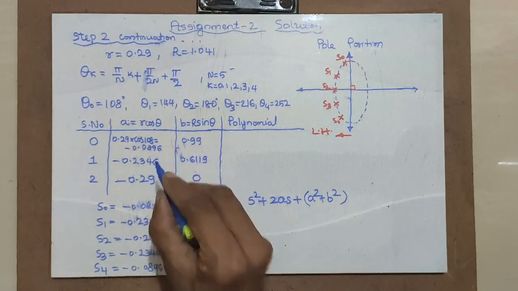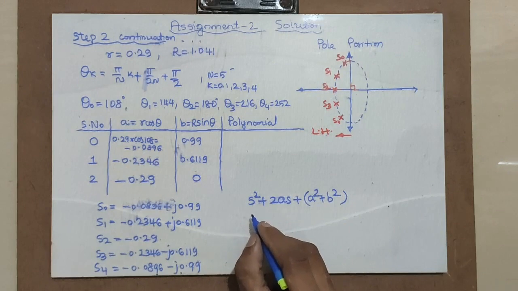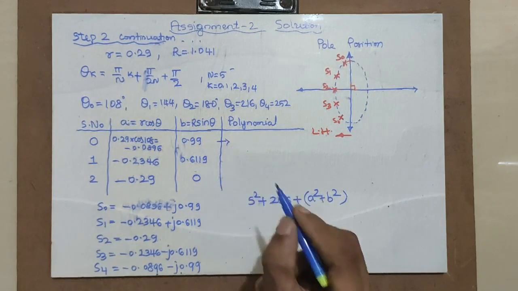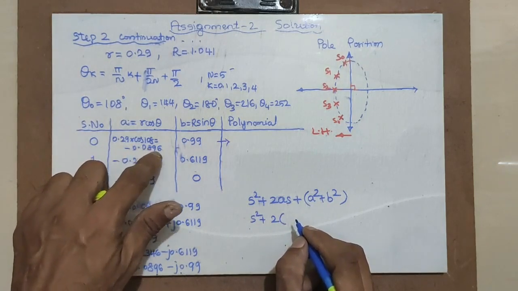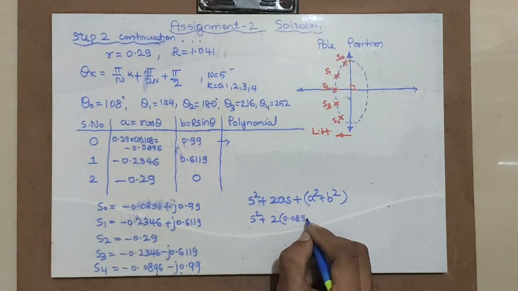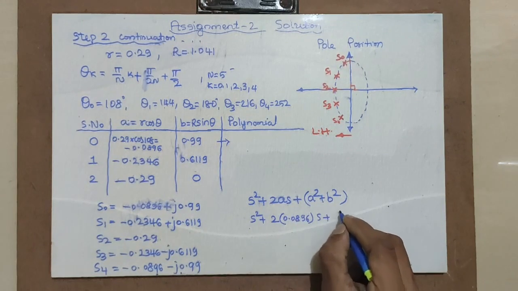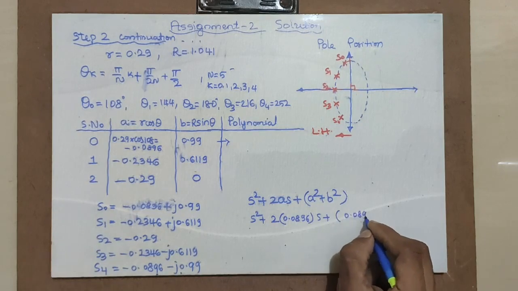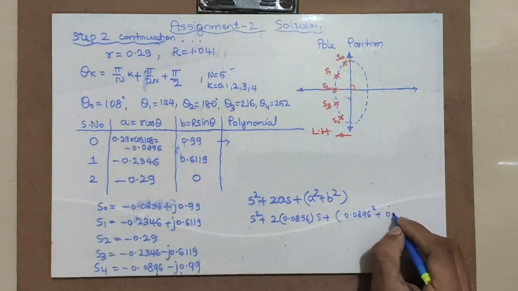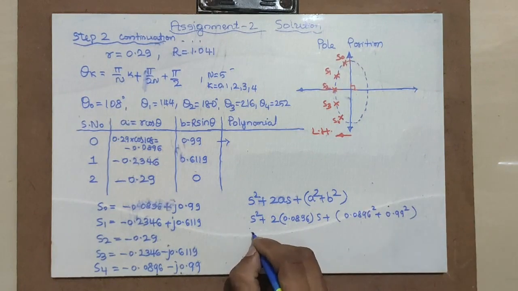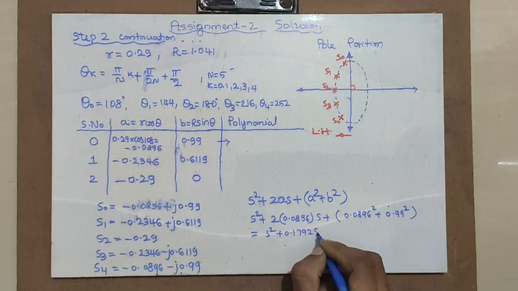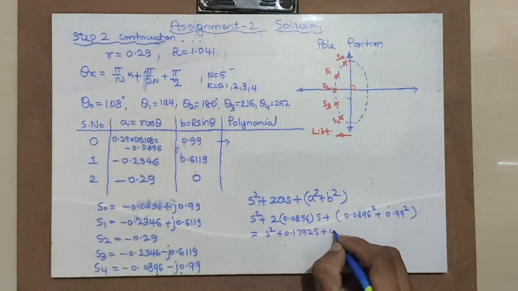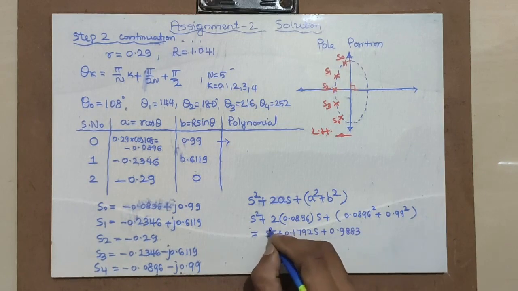See, the first polynomial which results is, I will just do only for the first polynomial, that is here at this point. Now S square plus 2 A value minus 0.0896 is there, but I will just take it as 0.0896 S plus A square, that is 0.0896 square plus 0.99 square. The first polynomial has resulted out to be S square plus 0.1792S plus 0.9883. This is my first polynomial.